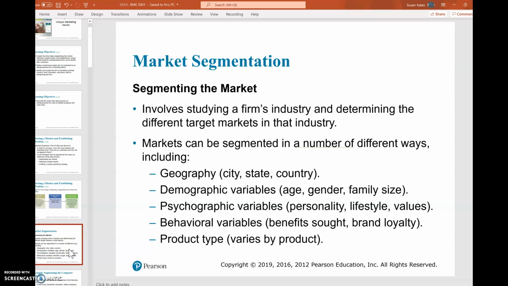The variables: who are these people? Typically, what do they look like? You know about demographics: age, gender, family size, income, that sort of thing. But again, it's just one factor when you're segmenting. More important, and we've talked about this many times, are the psychographics and the behavioral variables about these people.